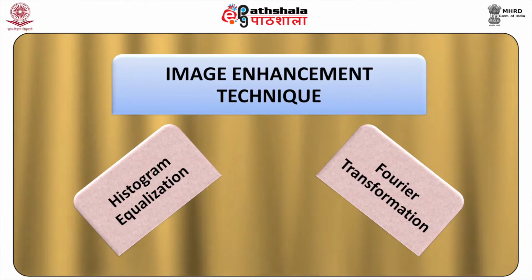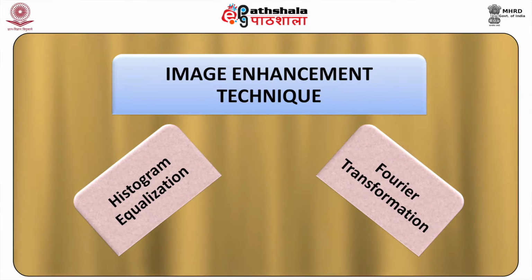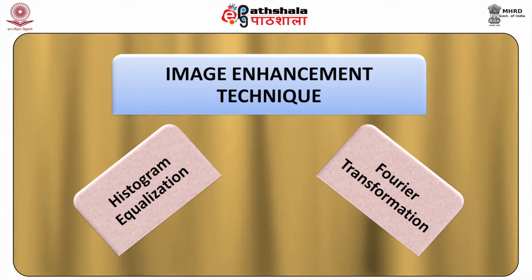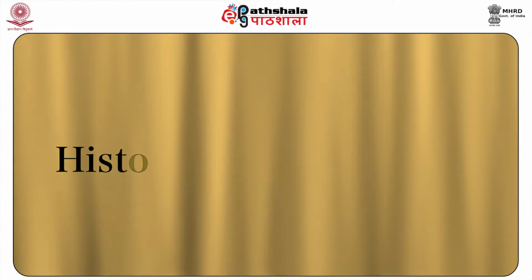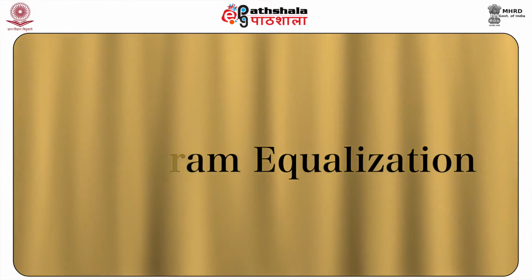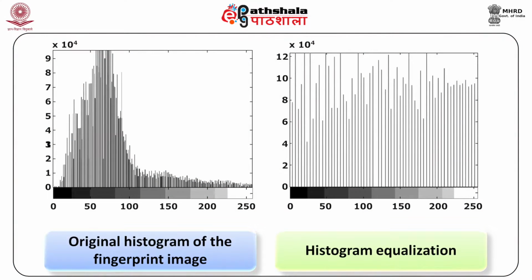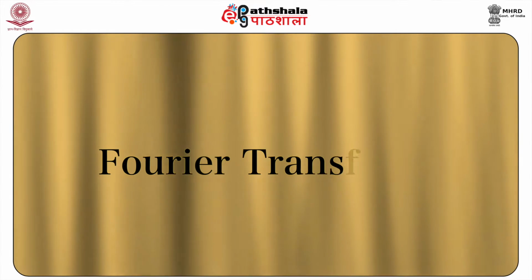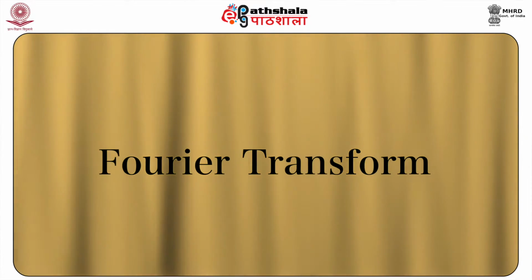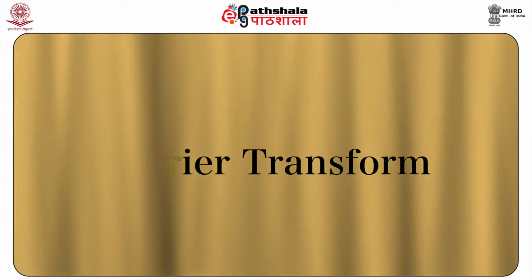The image enhancement technique involves 2 steps. Firstly, it is the histogram equalization and secondly, it is the Fourier transformation. So first, we will go in with the histogram equalization. In histogram equalization, the pixel value distribution of the image is expanded so that there is an increase in the perceptual information. The figure here shows the original histogram of the fingerprint image and this second figure shows that of the histogram equalization.